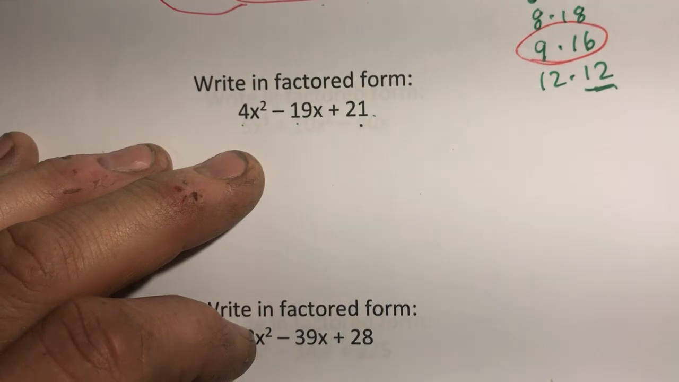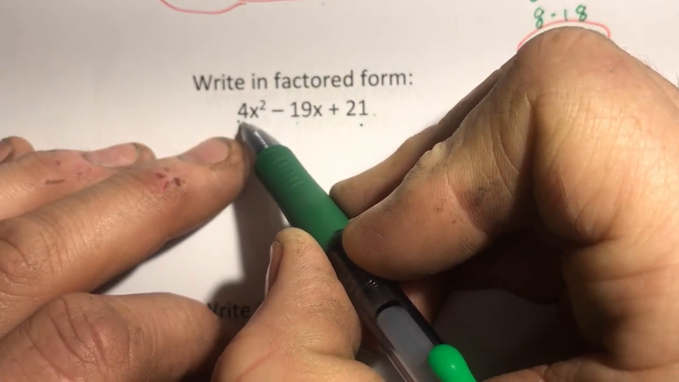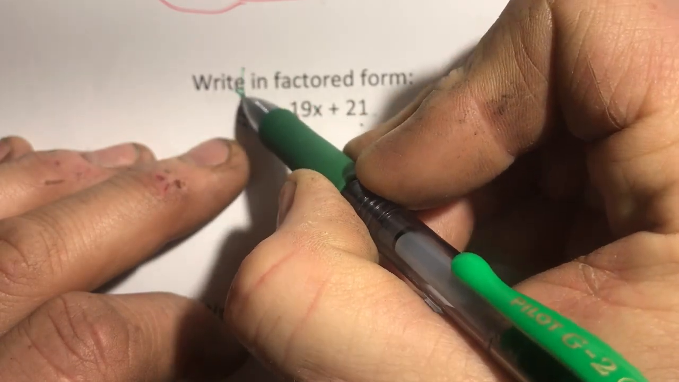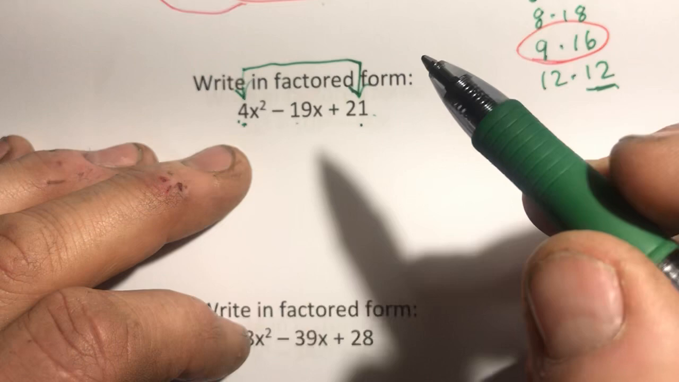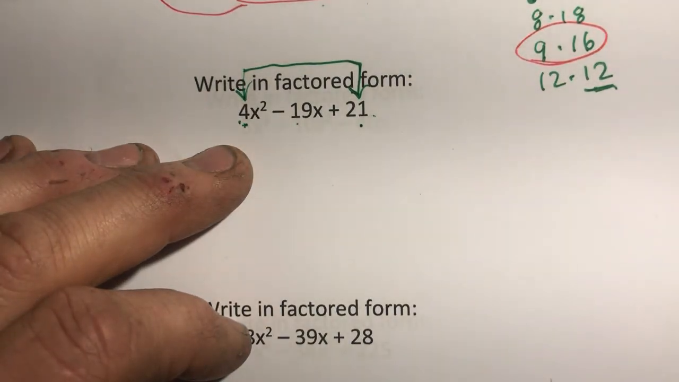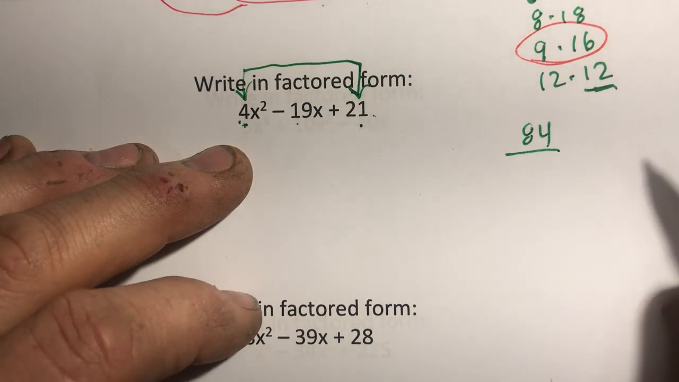But now there is a number in front this time, 4. Which means I've got to take this 4 right here and multiply it by this 21 right there. So 4 times 21 is 84. So I've got to take 84 and break it down every which way possible.